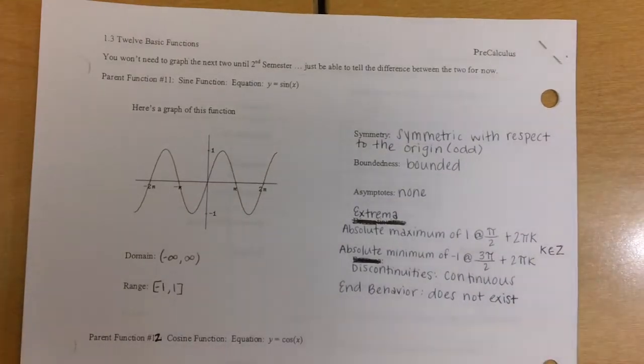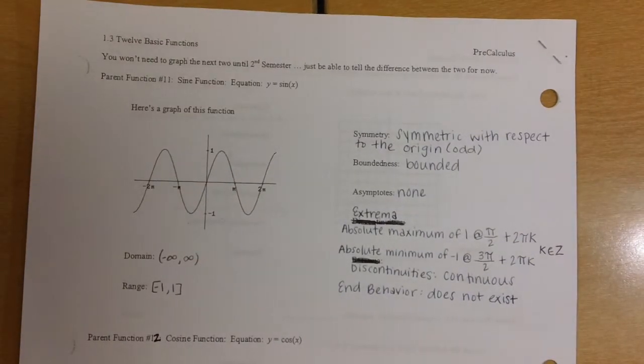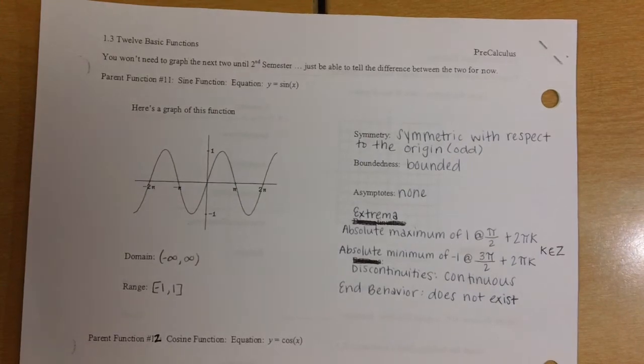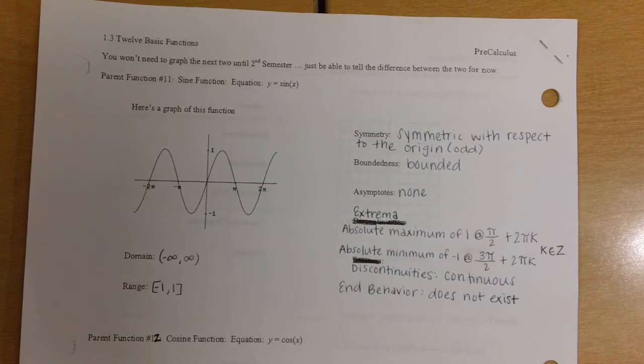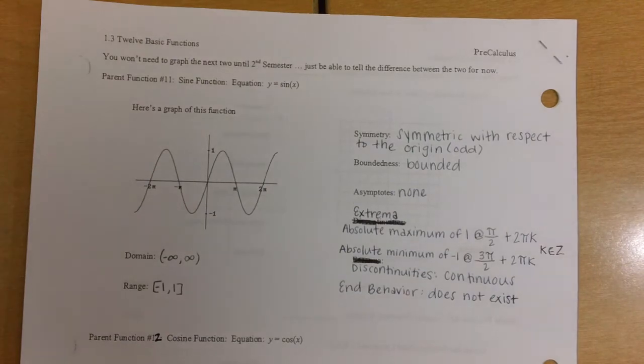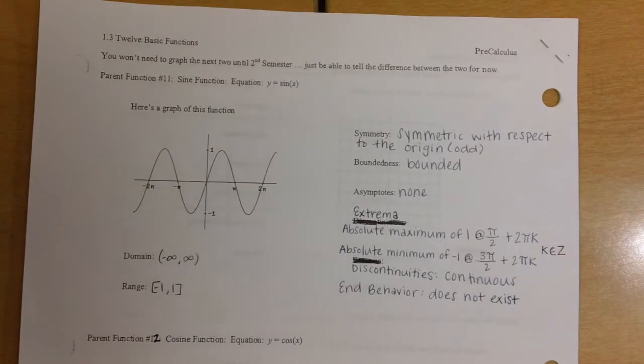There is an absolute maximum of 1 at pi over 2 plus 2 pi k. There is an absolute minimum of negative 1 at 3 pi over 2 plus 2 pi k. k is an element of all integers. The function is continuous and the limit does not exist.